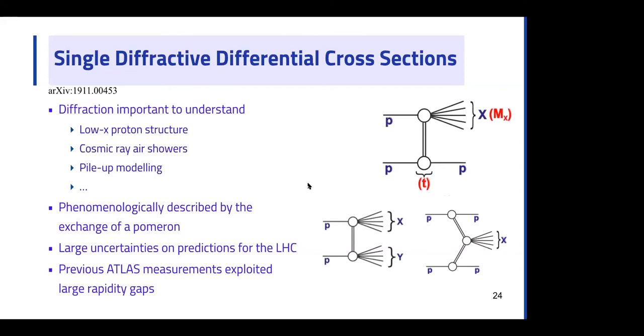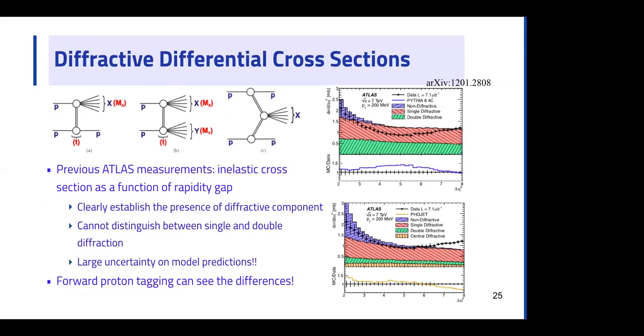Phenomenologically, this is described through the exchange of a pomeron, and the models have very large uncertainties, as we will see in a moment. So, okay, maybe I change directly. The previous measurements done in ATLAS were done using only the central detector, no forward proton tagging. Therefore, they had some difficulties in distinguishing events of the type of single diffraction and double diffraction that we see here in the central picture.